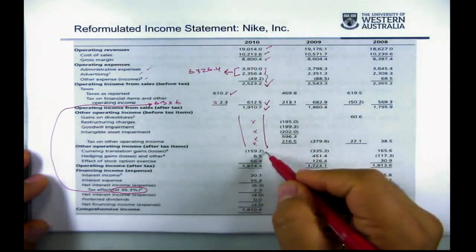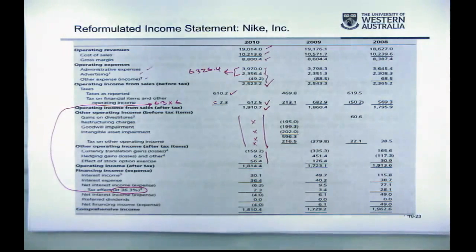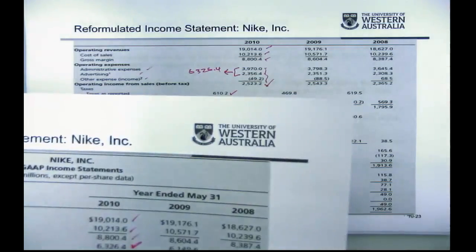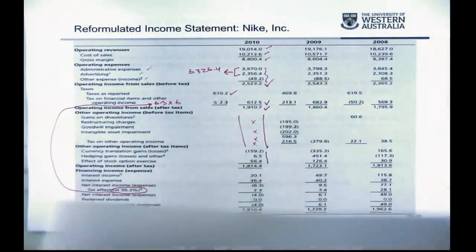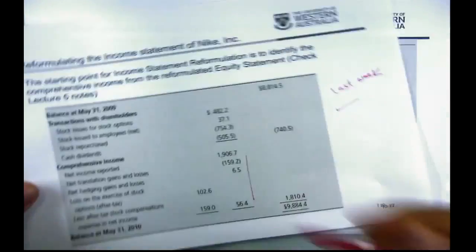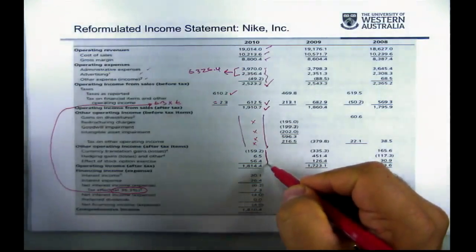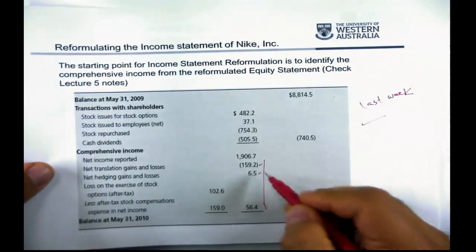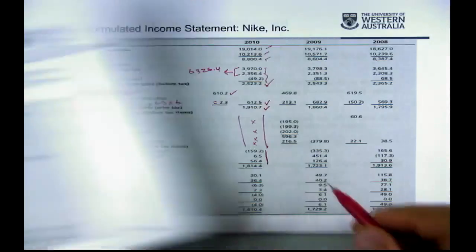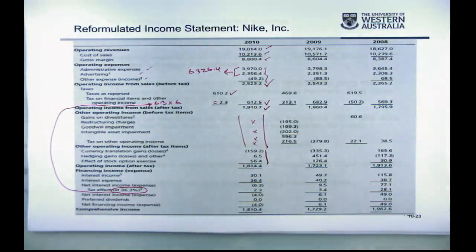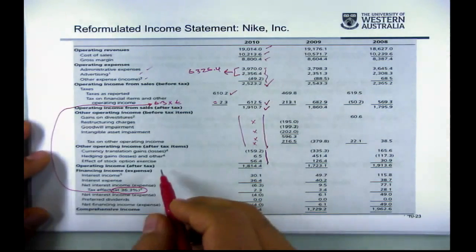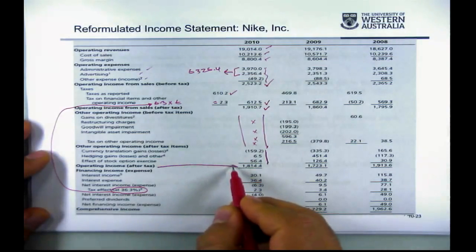Now we go to the second group. The second group contains gains and losses that are usually reported in the equity section of the balance sheet, these items. So we take them from there and we report them here. You remember? From the equity statement, these items, this, and this. Okay? We report them here, and then we add them together. And that gives us the operating income after tax.